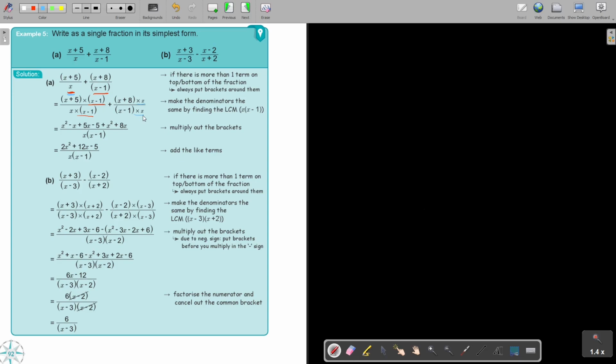And now I just do it. I multiply out that bracket, put the x in front, then it's easier to multiply it. So then it's x squared plus 8x. And there. And now I just search for my like terms. So x squared plus x squared is 2x squared. And then it's going to be 5x minus 4x. That's going to be x. This plus, so it's 12x minus 5.